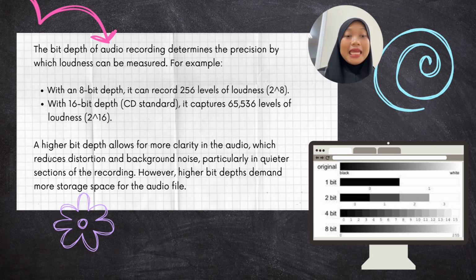Here's how it works. At 8-bit depth, it can capture 256 levels of loudness. And with 16-bit depth, which is the standard for CDs, it can capture an impressive 65,536 levels of loudness. More levels of loudness means smoother and more detailed sound, especially in the quieter parts of a recording. That's why higher bit depths are perfect in professional audio. For instance, 24-bit depth used in studio recordings can capture over 16 million levels of loudness. And of course, there's a trade-off. Higher bit depth demands more storage space for the audio file, but the improvement in sound quality is so worth it for music producers.